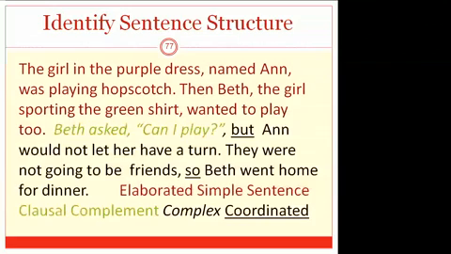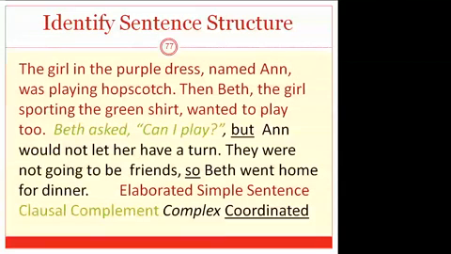In this narrative, we see several different forms of sentence structure. We have two sentences that have elaborated simple sentence structure. Those sentences are highlighted in green on your screen. In addition, we have one complex sentence that includes a clausal complement, as noted in the green ink.